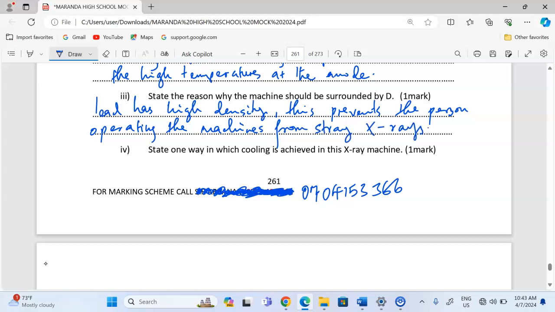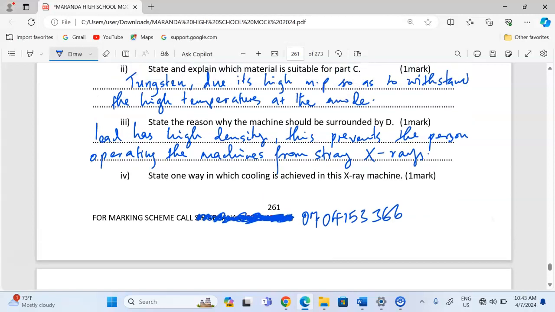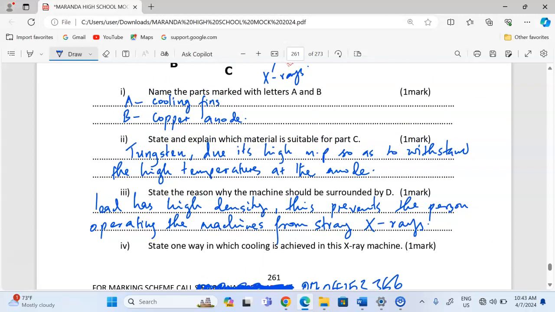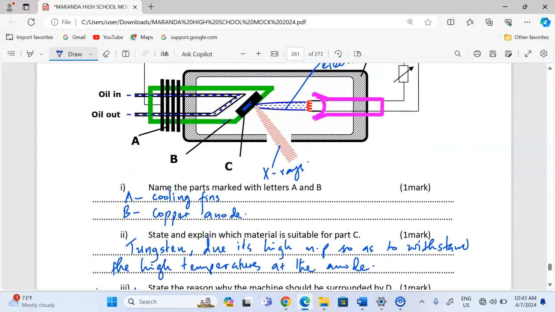It's good I mentioned this, that the X-rays are directed through the window. This one is called the window through which the X-rays are coming out. X-rays are produced, then they are channeled to their point of usage directly. They are not stored anywhere due to their high penetration ability.